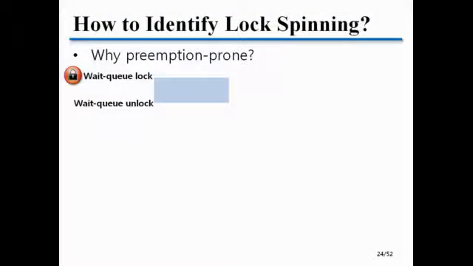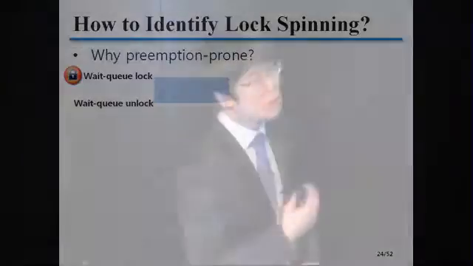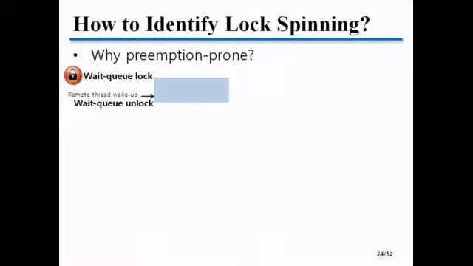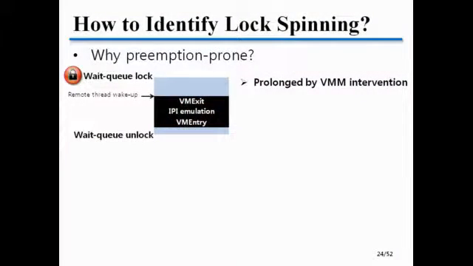So why is this critical section prone to preemption? As you know, initially the spin lock protected critical section is designed to be extremely short in practice. However, remote thread wake up is involved inside it. The critical section can be prolonged by expensive VMM intervention with the VM exit and entry for rescheduled IPI emulation.